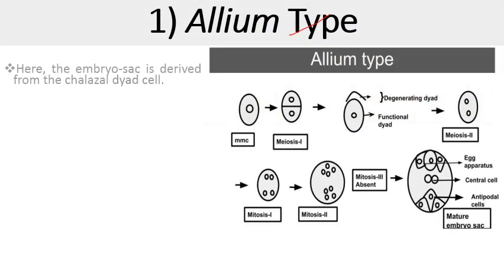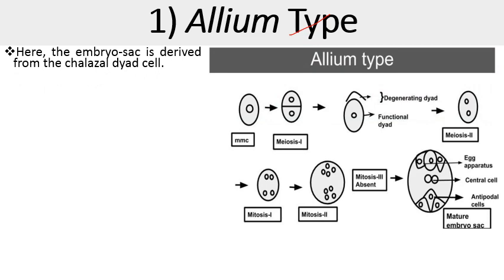Firstly, we have Allium type. In this type of embryo sac, the embryo sac is derived from the chalazal dyad cell. तो इसमें जो meiosis के बाद 4 nuclei बनते हैं in 2 cells. So out of these 2 cells, जो chalazal end वाला megaspore है that contains 2 nuclei after meiosis 2, तो ये वाला cell survive करता है and it will give rise to the embryo sac.